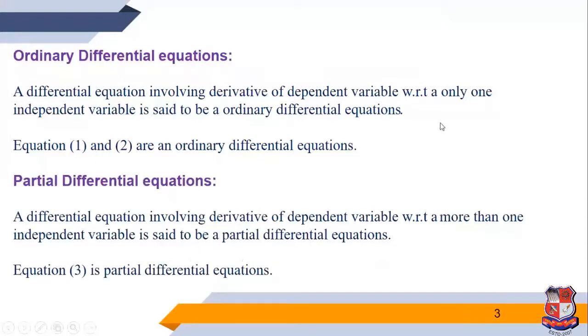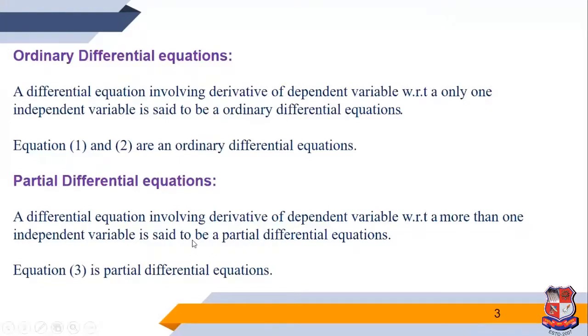So what is the difference between ordinary differential equation and partial differential equation? In an ordinary one, there is only one independent variable. In a partial one, there is more than one independent variable. The short form is PDE. So ODE means only one independent variable, and PDE means the derivative of dependent variable with respect to more than one independent variable, which is said to be a PDE.